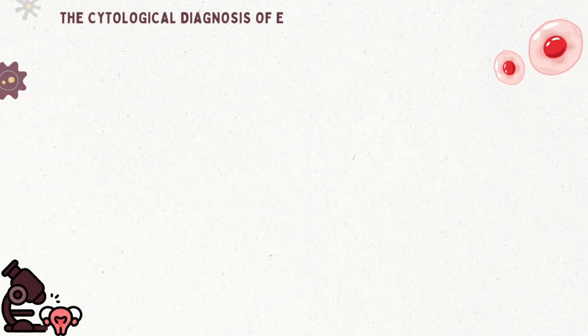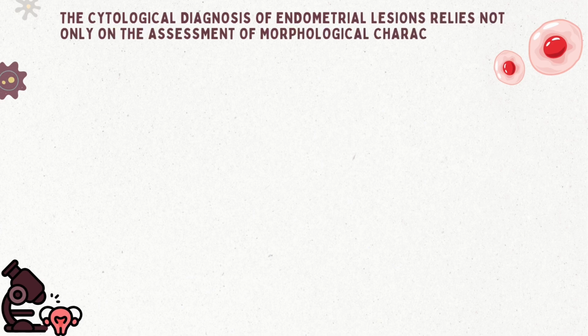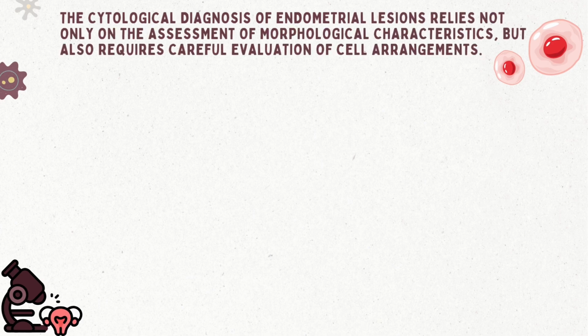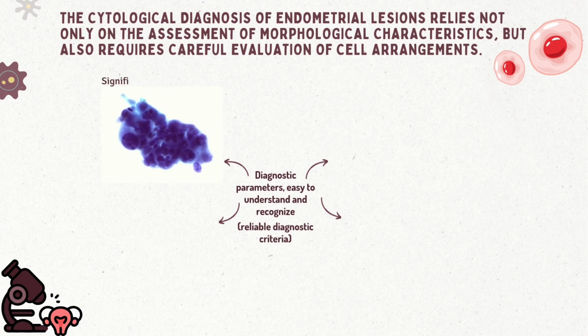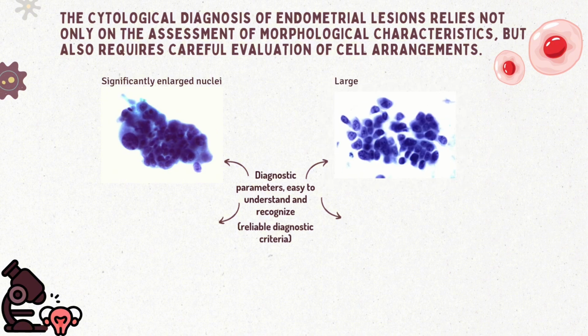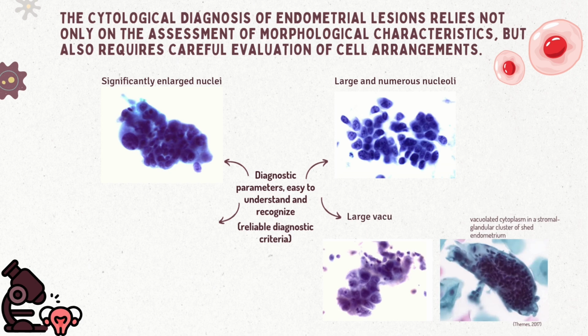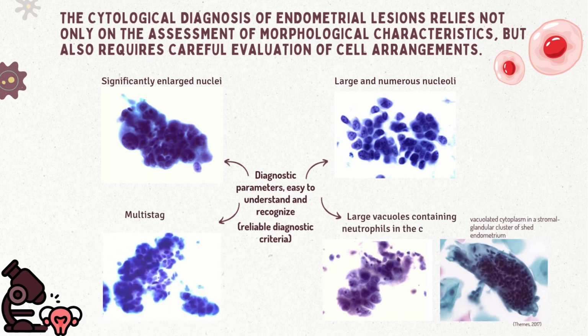Last but not least, let's look at the summary for this video. Cytological diagnosis of endometrial lesions relies not only on the assessment of morphological characteristics, but also requires careful evaluation of cell arrangements. Firstly, let's take a look at some diagnostic parameters which are easy to understand and recognize. The first one, significantly enlarged nuclei. Secondly, large and numerous nucleoli. Next, large vacuoles containing neutrophils in the cytoplasm. And don't forget the multi-stage papillary arrangements.